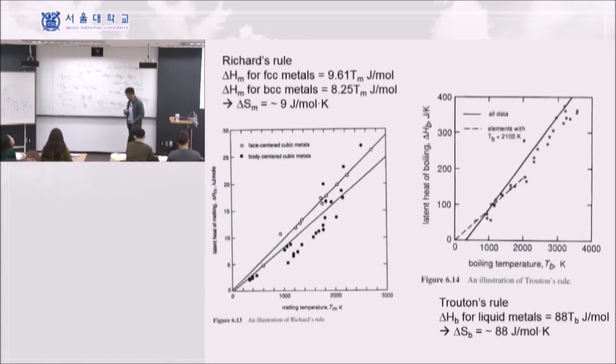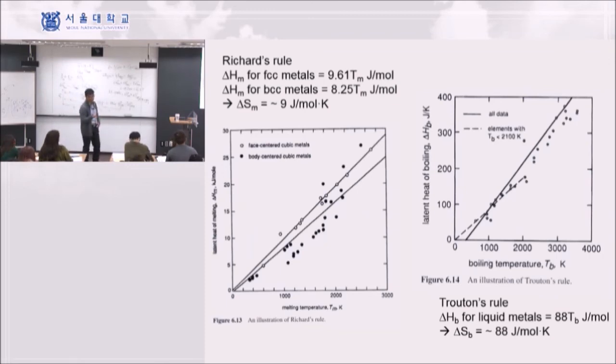Now, let's go back to this one. As I told you, there are actually two laws which generally stand for the entropy of transition. You don't have this one, sorry. Now you have to write down again in your notes, because I need a graph, so that's why I put it here. I'll show you the graph. So, there are two rules. One is Richard's rule, as you can see here, and the other one is Trouton's rule.